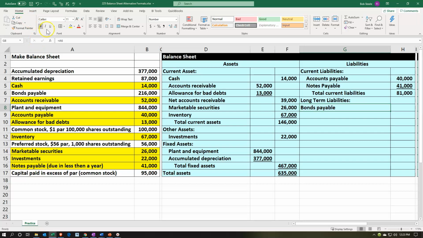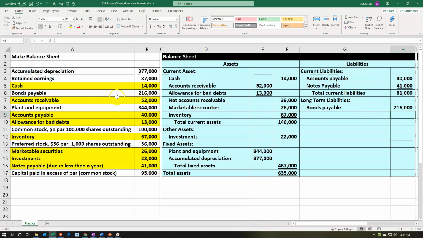I'm going to go Home tab, Alignment, increase the indenting. I'm going to put this over here. We're going to say this is going to be equal to the 216. And we're just going to leave it there. We're not going to then have another category saying long-term liabilities or total long-term liabilities because there's only one line item. It would be repetitive to do that. Therefore, we're just going to say, hey, long-term liabilities has only that one thing in the category.